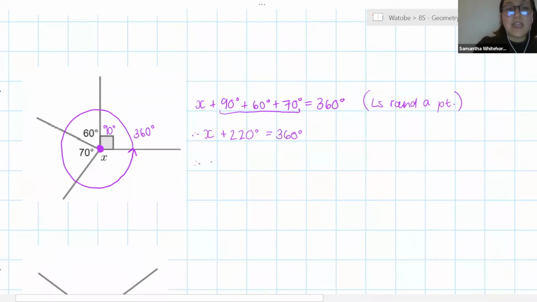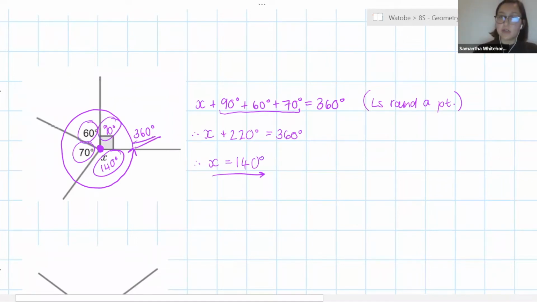Now I solve for X. So I subtract 220 on both sides. And so I get that X is equal to 140 degrees. And guys, we can go and check ourselves. If I go and put that 140 back in place of X and I say 140 plus 70 plus 60 plus 90, I should get that 360 degrees. And so when you add them up and you see that you do get 360 degrees, you know you've done it correctly.